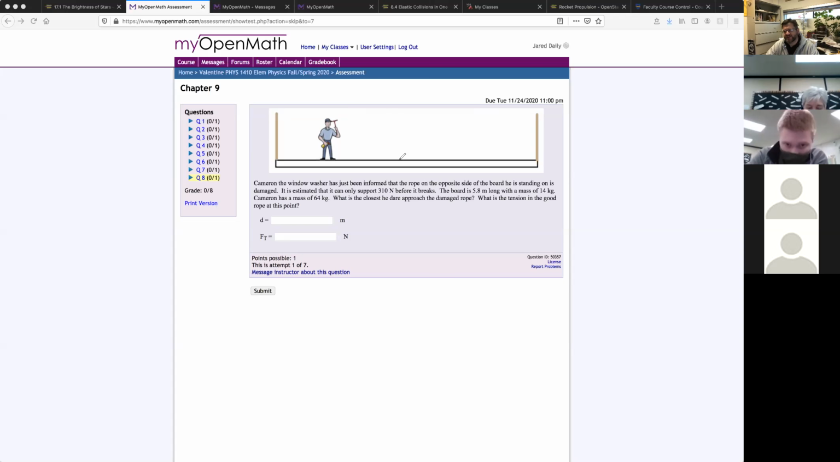So what I'm going to do first is I'm going to just label things and then we'll figure that out later. So I'm going to say, okay, we've got some forces acting here. We have the weight of the board here, acts at the middle of the board.